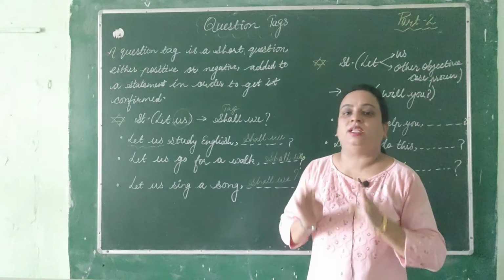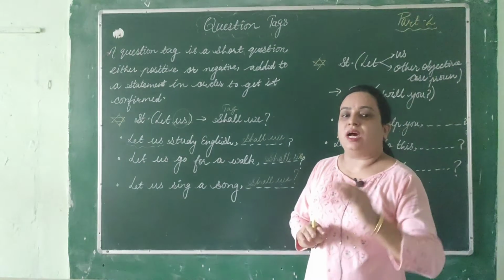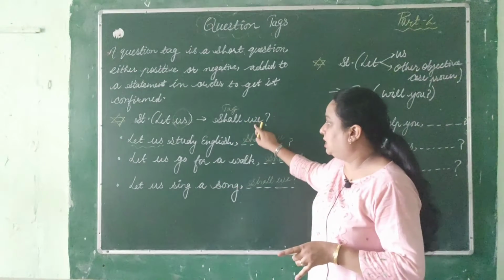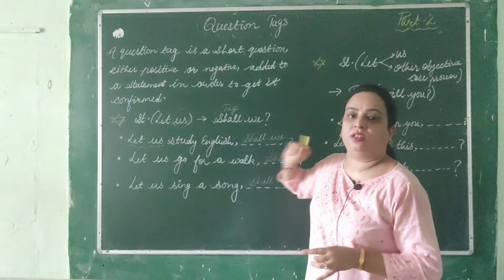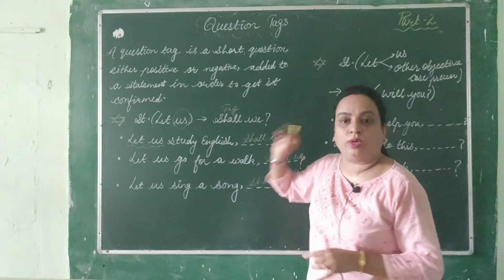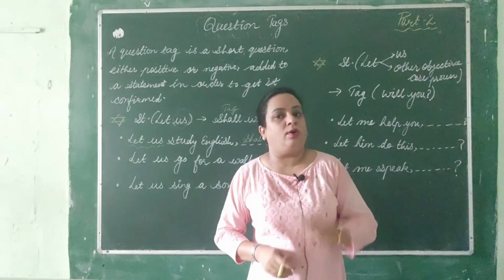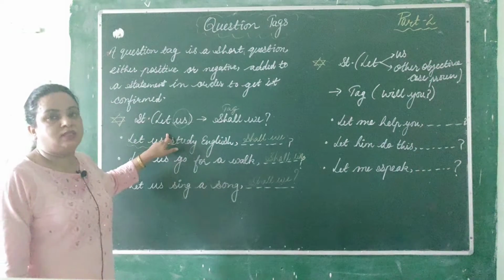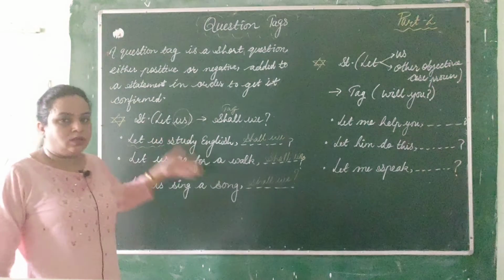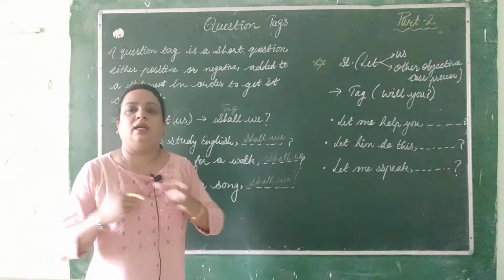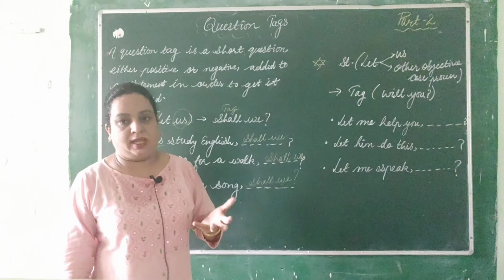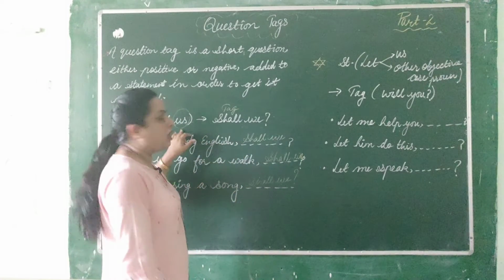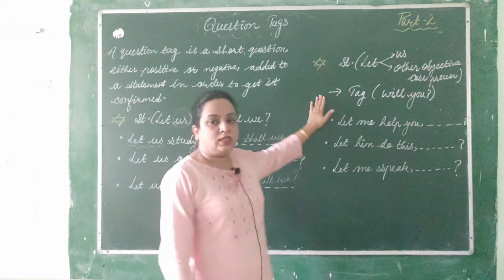I am again saying: when the statement given to us is starting with "let us", the sentence will get the question tag in the form of "shall we". Now one very important thing you have to learn here. I have told you if the statement is having "let us", but it is not necessary that every time we will use this "let us". It may be anything else. It may be any other objective case pronoun instead of "us". So let's understand this rule also.